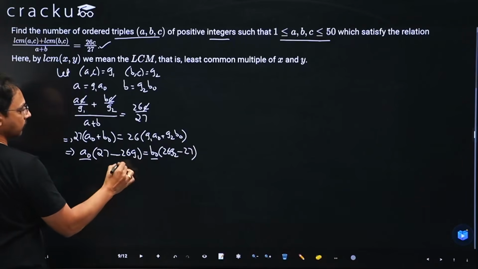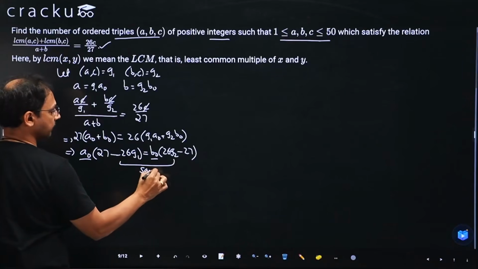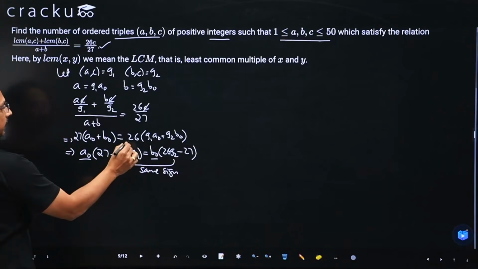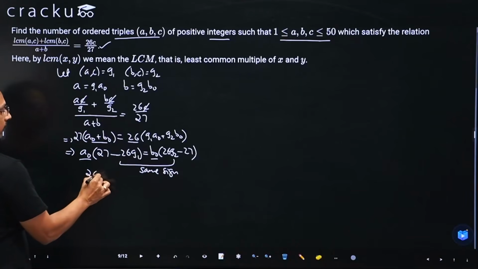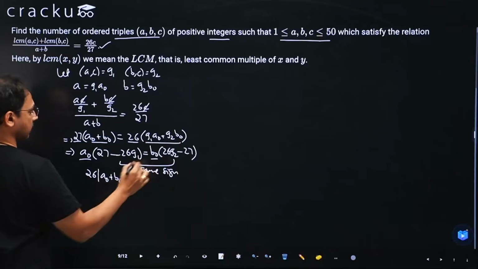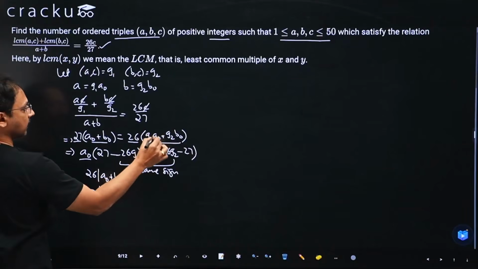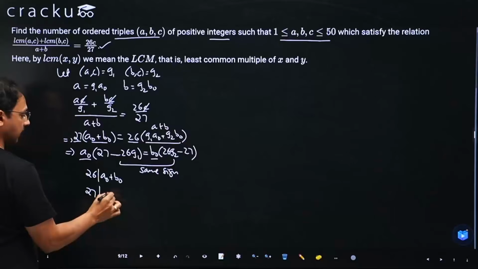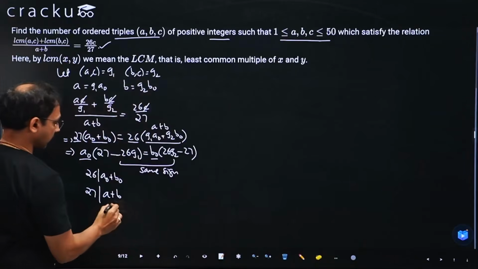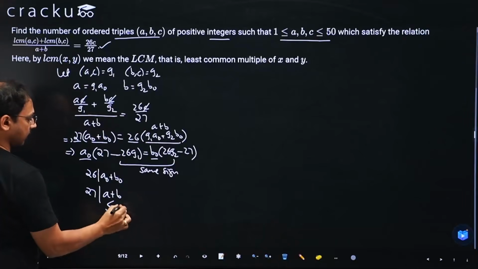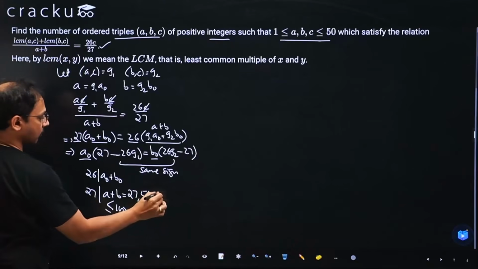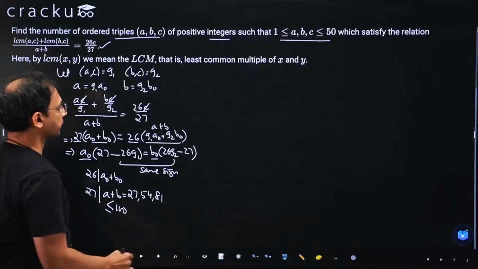These two are positive, so these two should have the same sign. Also, you can clearly see that 26 divides A0 plus B0 and 27 should divide A plus B. The maximum value of A plus B is 100. So the multiples of 27 will be 27, 54 or 81.